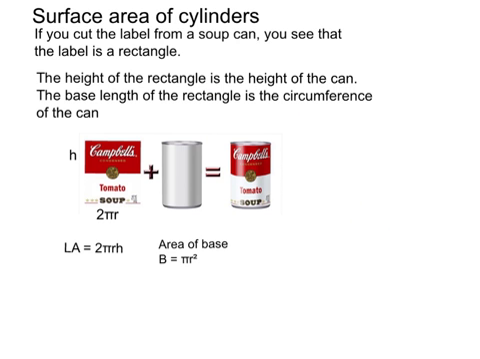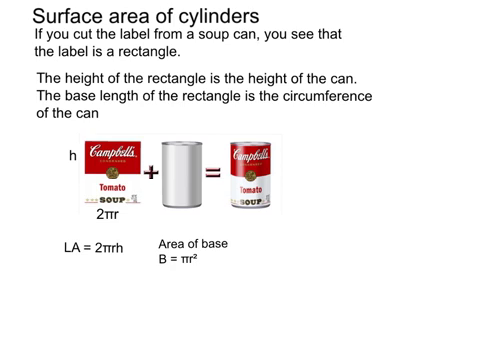Now let's talk about the surface area of cylinders. If you cut the label from a soup can, you can see that the label is a rectangle. So the height of the rectangle is the height of the can, and the base length of the rectangle is the circumference of the can.